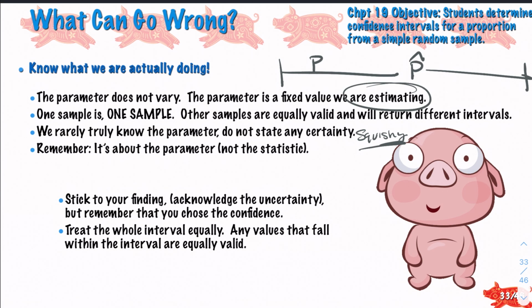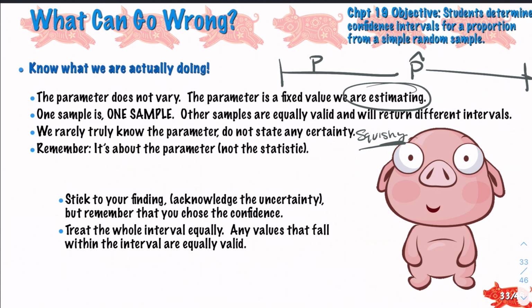And remember, it's about the parameter, not the statistic, not p hat, but it's about p. So stick to your finding. Acknowledge that there's uncertainty, but remember that you chose the confidence. Treat the whole interval equally. Any values that fall within the interval are equally valid.